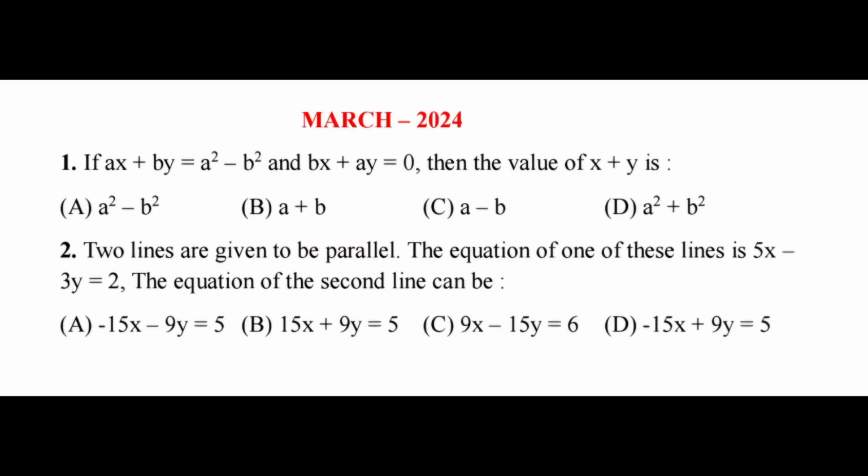Next, coming to the March 2024 question paper. Here ax plus by is equal to a square minus b square, and bx plus ay is equal to 0. Use the elimination method to solve this question.